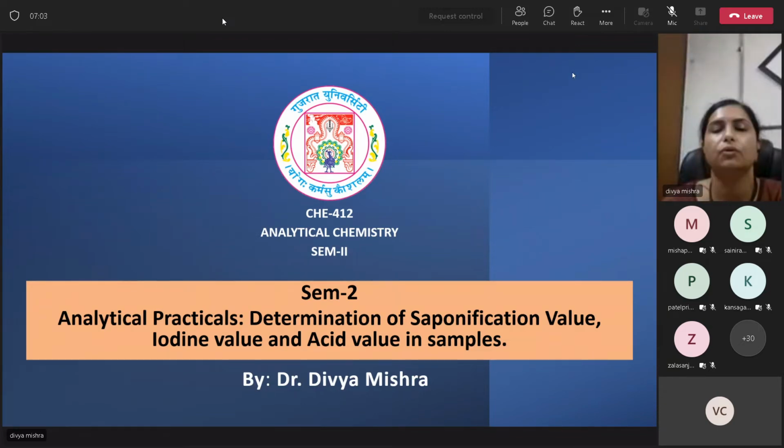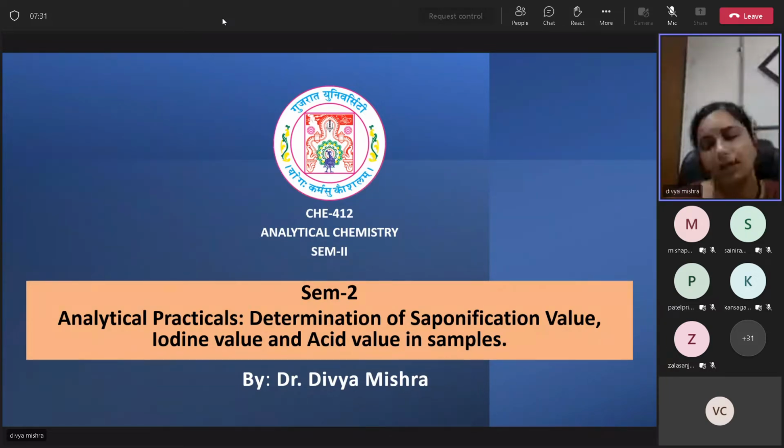Yes, ma'am. Okay. So here you can see that we will discuss three properties: saponification value or saponification number, iodine value, and acid value for a given sample. That sample may be a fat or oil. We will see how we can find out all these three values and what the significance of saponification, iodine and acid value is for any given sample.